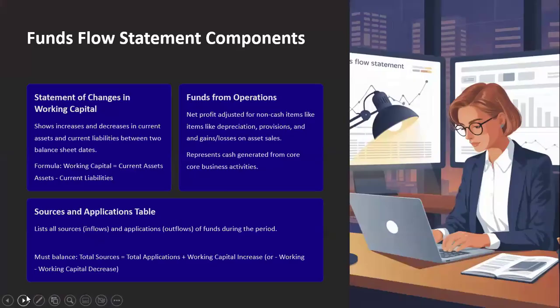Now let's talk about the formats. The fund flow statement has statement of changes in working capital, where I'll be dealing with working capital components like current assets and current liabilities. The current assets are those assets which are always changing as per the flow of their incoming and application, whereas current liabilities are those liabilities which are always changing.